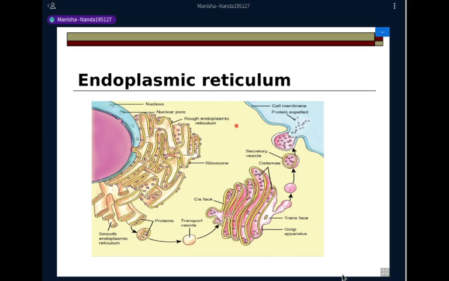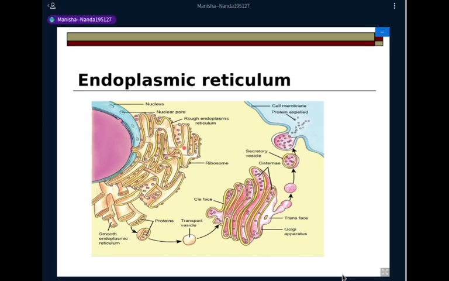Now here you can see the yellow part here. Okay, it represents the cytosol of a particular cell, and you can see the cell membrane being drawn here. And this is the nucleus, and in continuation to the nucleus, you can see the endoplasmic reticulum.